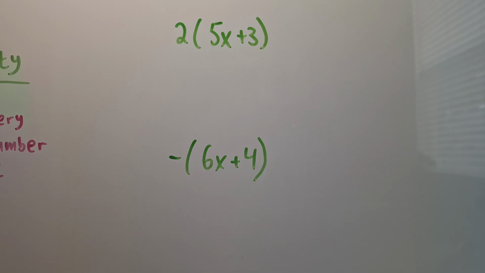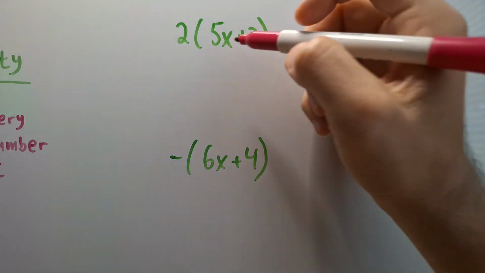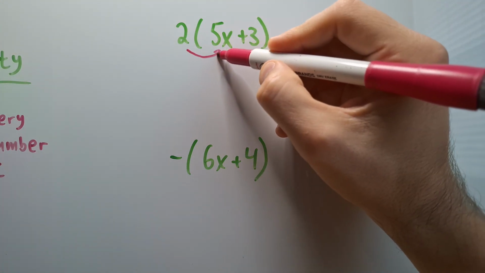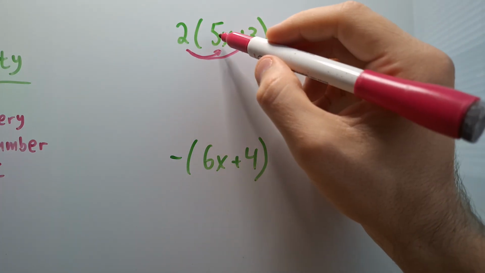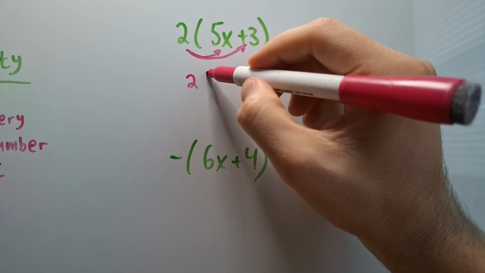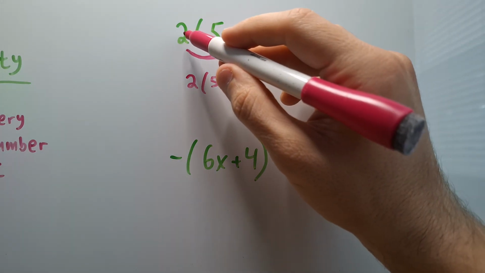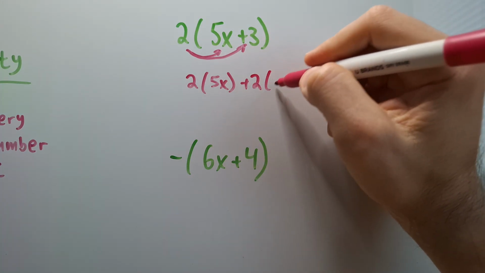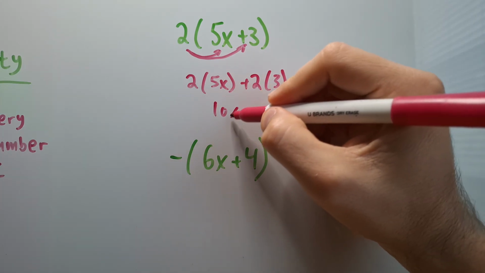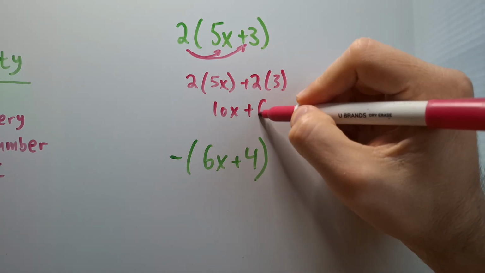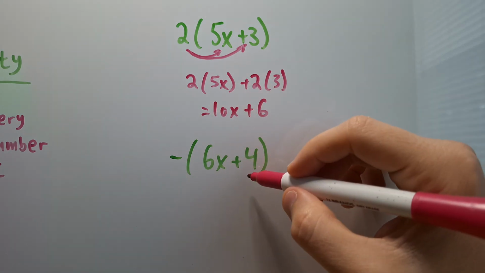Over here, I've got 2 times the quantity of 5x plus 3. We'll work out this one first. We're going to distribute the 2 to the terms here in parentheses. So that'll be 2 times 5x, and this will be added to the product of 2 and 3. This product here gives me 10x, and this product here gives me 6. This is our final answer, and we can go on to the next one here.